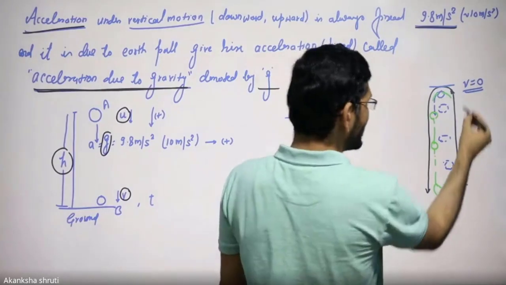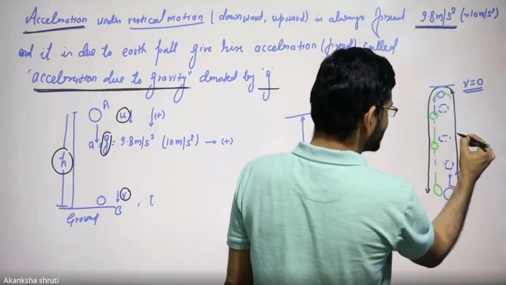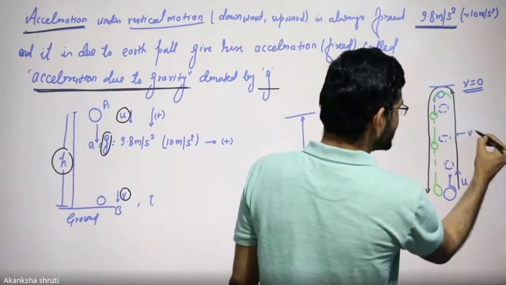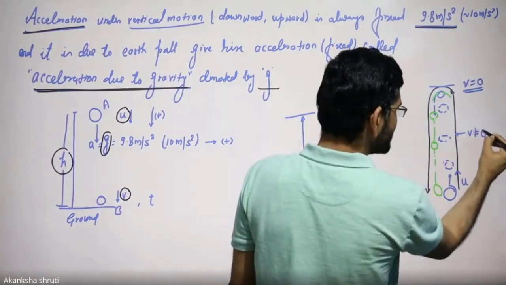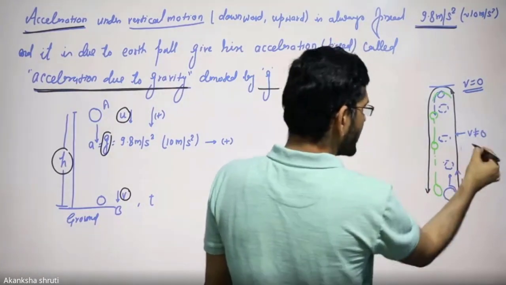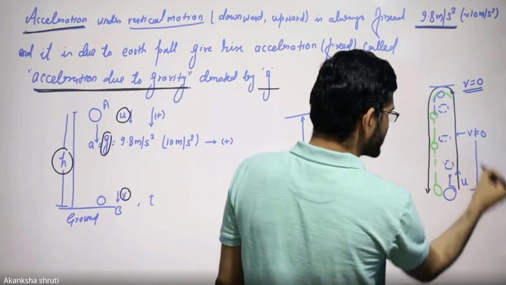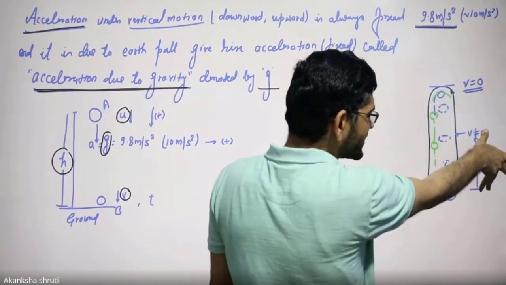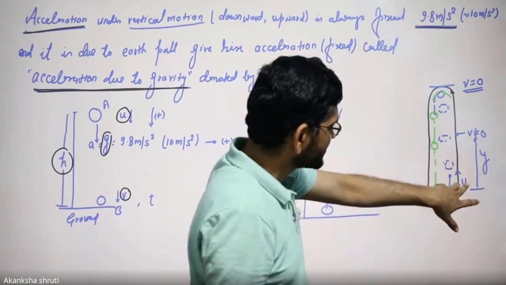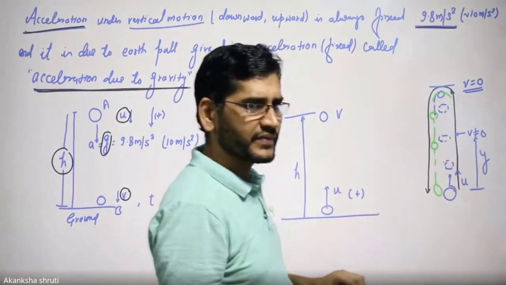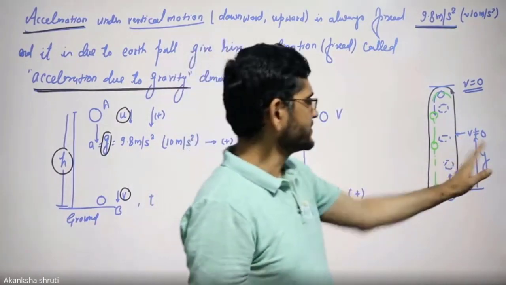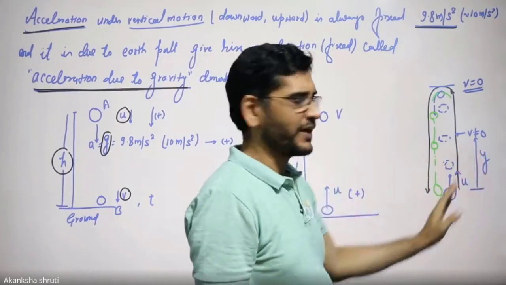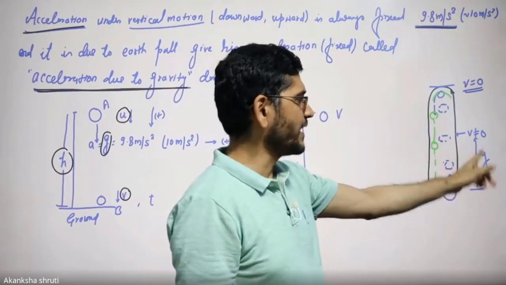Students, in between this journey, if anyone asks, the speed is not zero here. It has some value. It is possible to consider the motion up to this much distance only. We may consider this as y. Then for this much journey, we take this u and this v, and this h, the height, which is also denoted by s or by y.